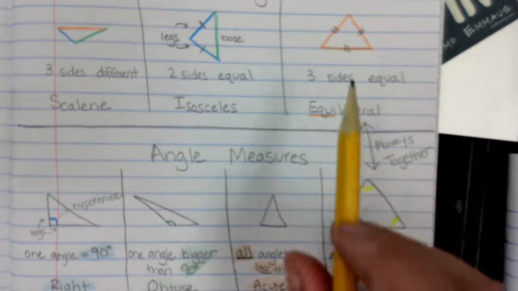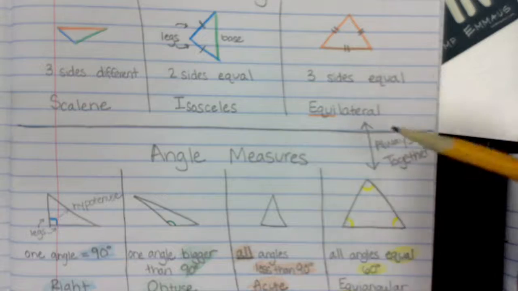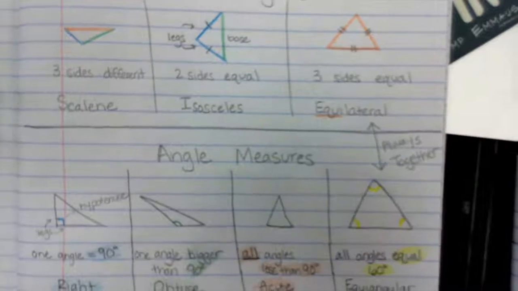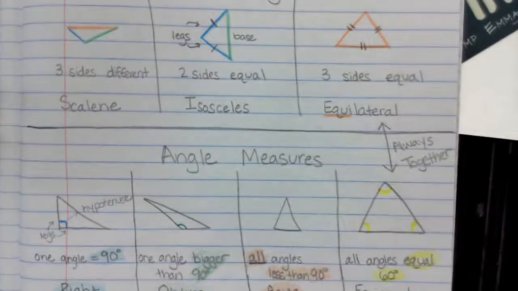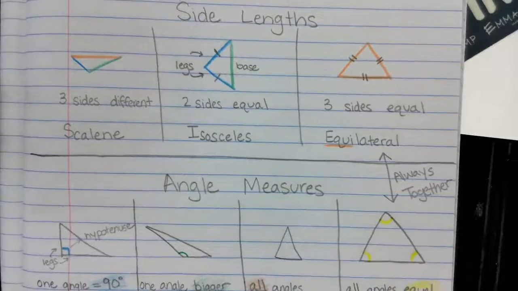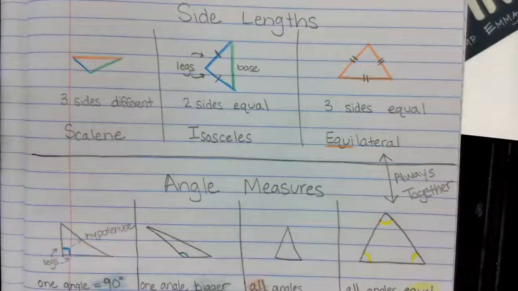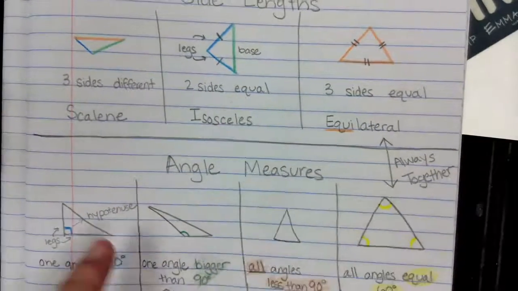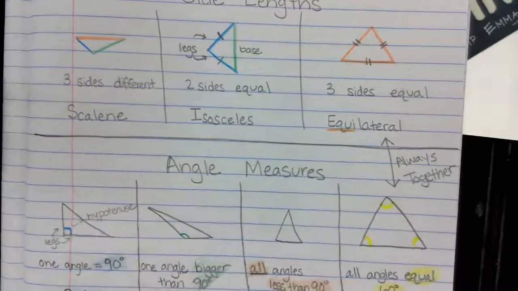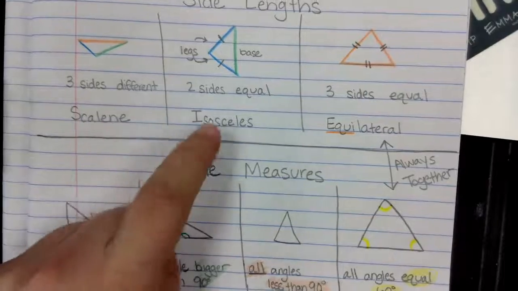Okay, the other ones, these can mismatch with any of these. So it could be obtuse isosceles, obtuse scalene. It might be acute scalene or acute isosceles. It could be a right scalene or a right isosceles. Those are all options.